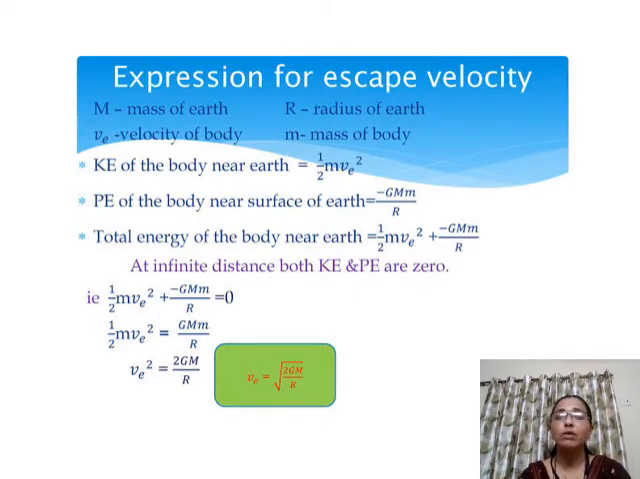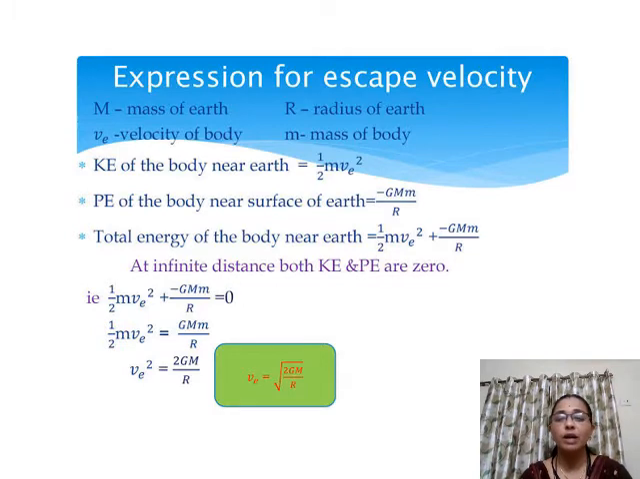This velocity is called escape velocity, and for the object to be free from earth's gravity, it has to reach infinite distance from the earth. Once it has reached infinite distance, it will never come back to the earth. That means it has escaped the gravitational pull of the earth. So we are going to find out the expression, where M is the mass of the earth.